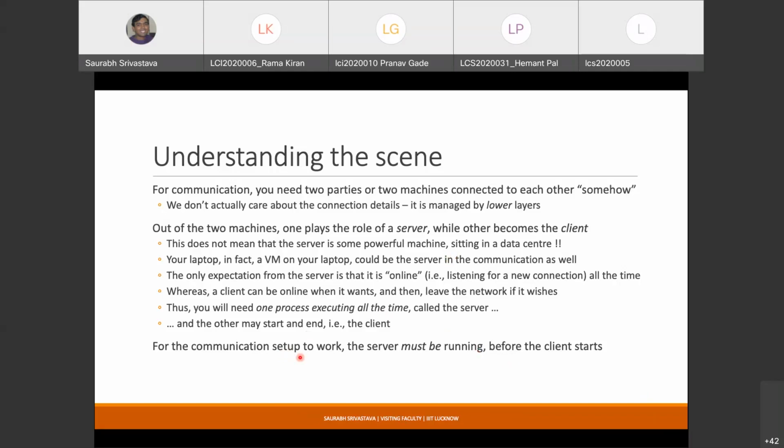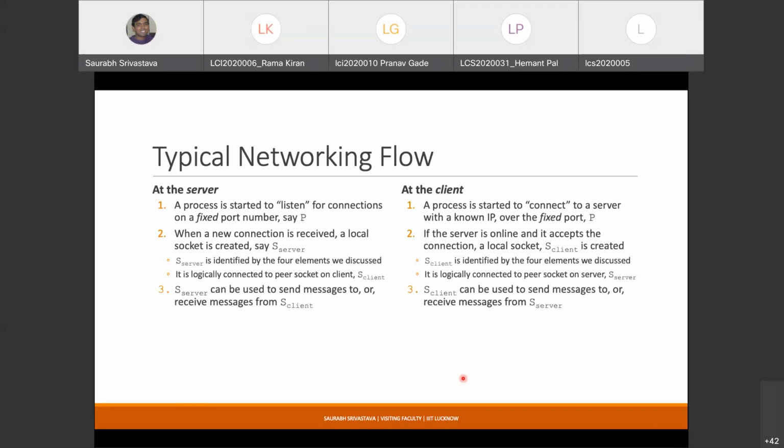Okay, but one takeaway from this is that if you have two processes, one is the server, one is the client, the server must be running before the client starts. That is the only thing you need to remember. And in a typical networking flow, this is what really happens.